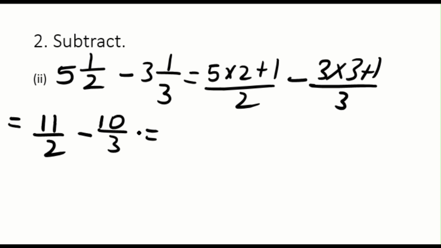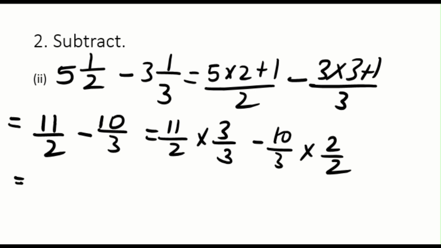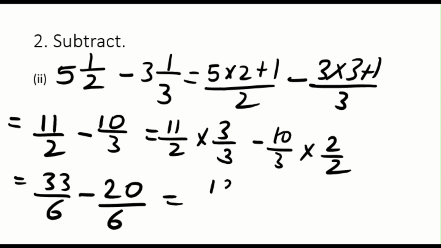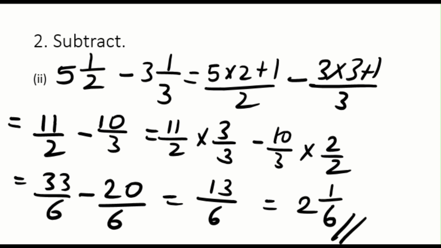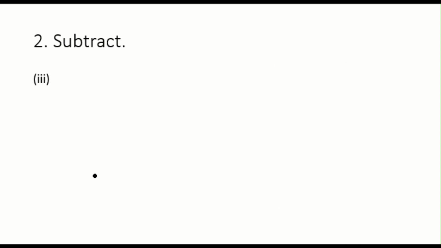Now let's make this fraction as like fraction. So to make it, we're going to multiply 11 upon 2 by 3 upon 3 and 10 upon 3 we will multiply by 2 upon 2, which is then equal to 33 upon 6 minus 20 upon 6, which is then equal to 13 upon 6. And when I convert this improper fraction into mixed number, I'm going to get 2 1 upon 6, which is correct.